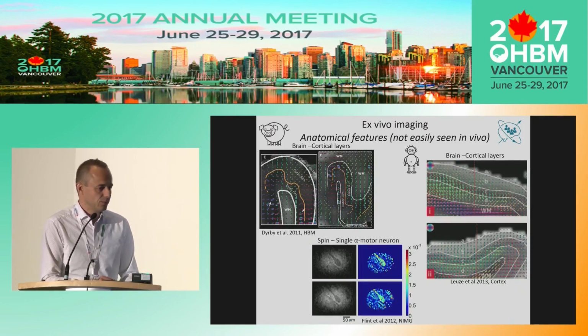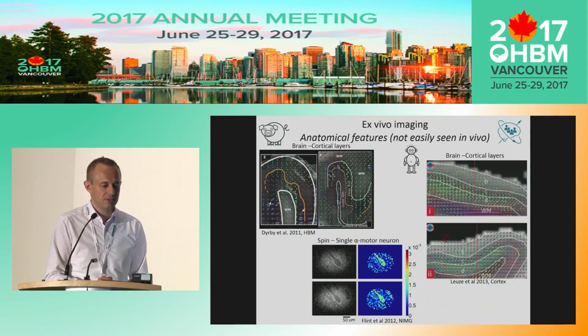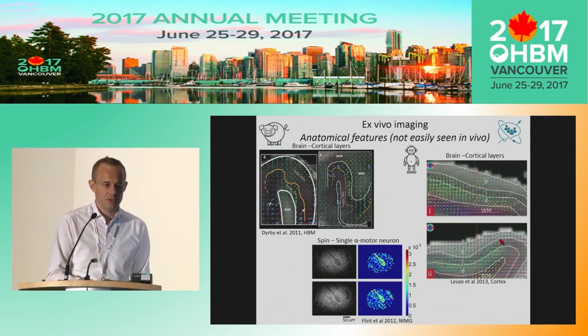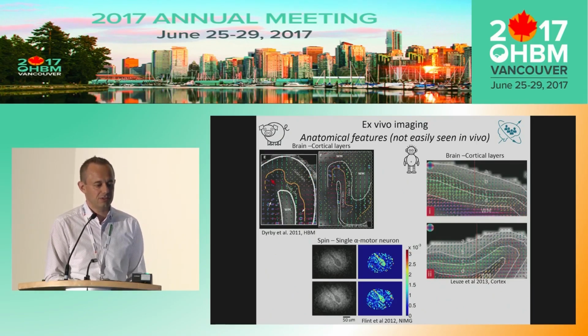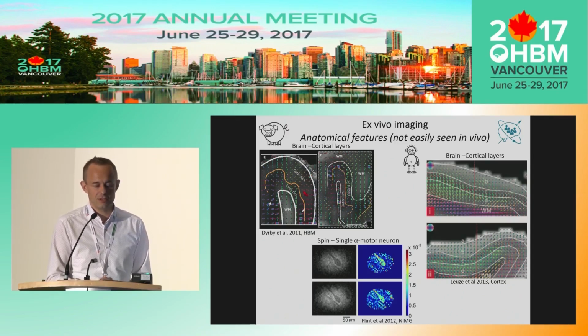But still, we can do very cool stuff with diffusion MRI. These are just some examples. This is a small piece of human visual cortex where you can see different layers in cortex. And this is the whole brain of a pig brain. You can actually see the orientation of the different layers in gray matter in the cortex. And this is the same thing as you see in many other animals. You can also do some of the more extreme things. This is by Flint and colleagues.